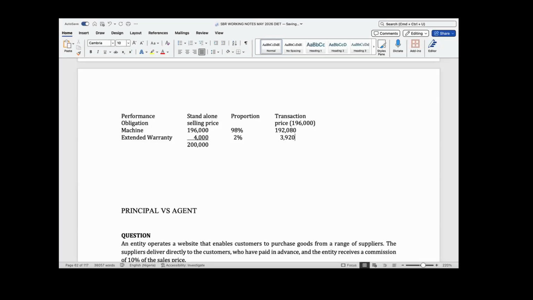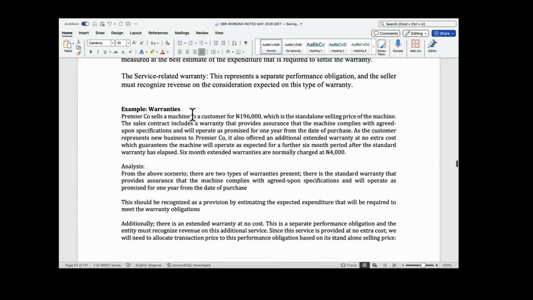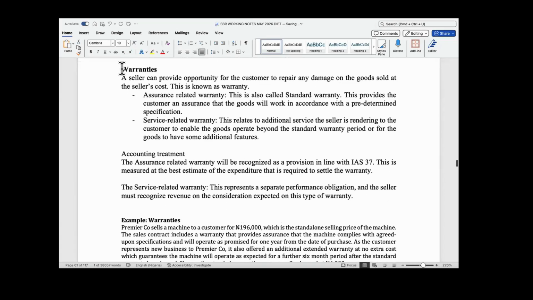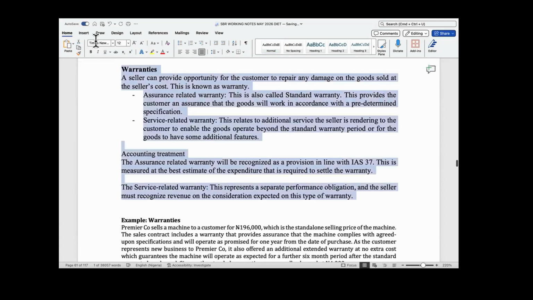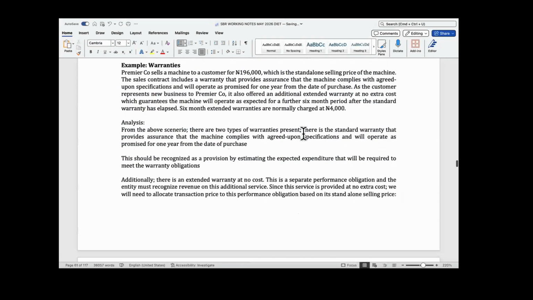How much is this? 3,920. Good. So this is how we're going to recognize the revenue. For the machine, we recognize 192.80. For the extended warranty, we recognize 3,920. And that is it about warranties. Any questions?